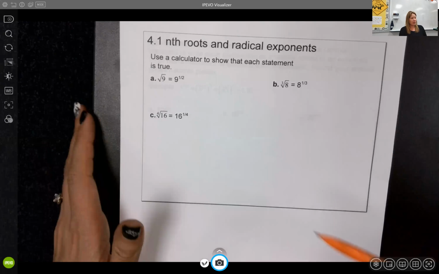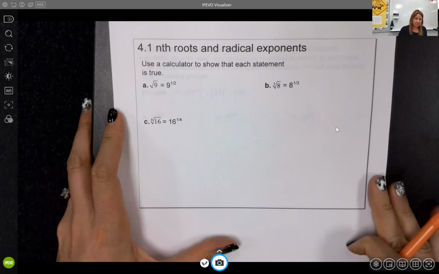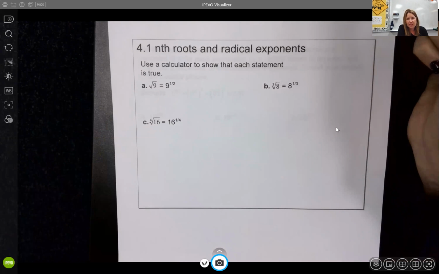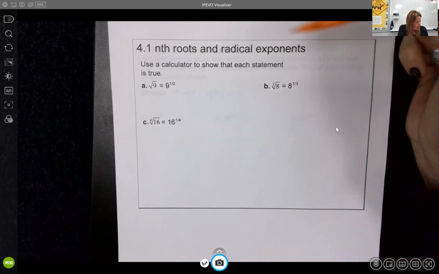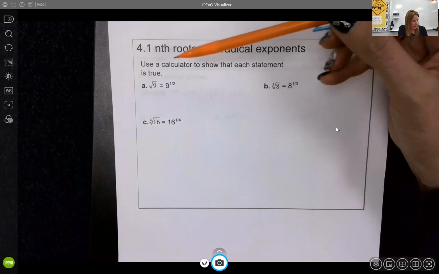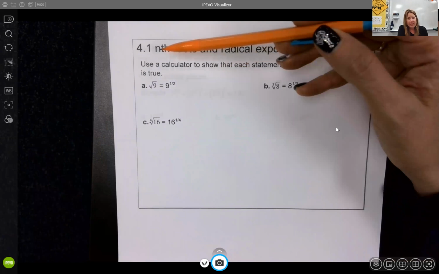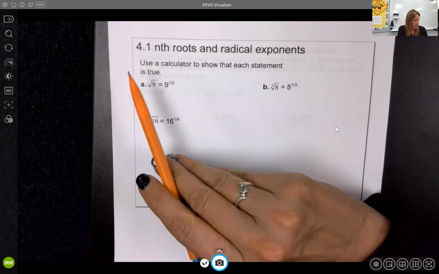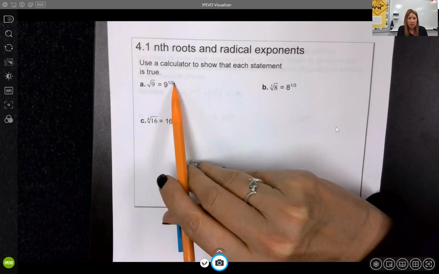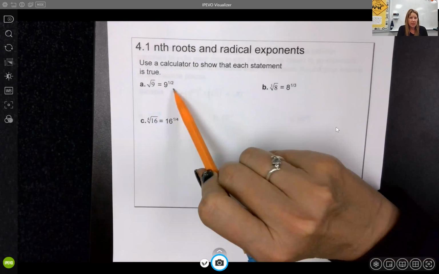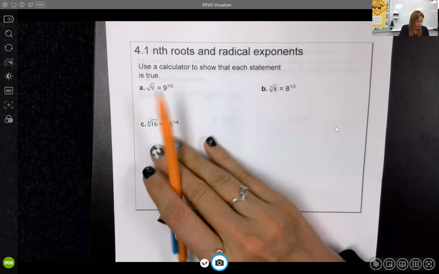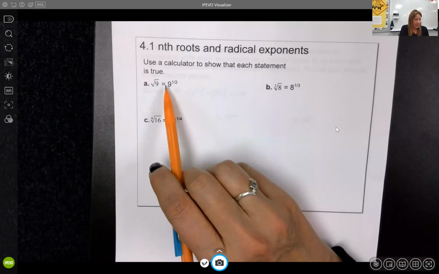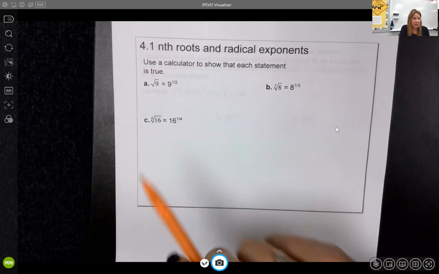Okay, so our next unit is on radicals and square roots and roots of different powers. We're going to start off by proving this in a calculator, because I'm going to show you how to transform a root into a power. We're going to prove that this is the same thing. So put this in your calculator: do the square root of 9 and figure out what that is, and then do 9 to the 1/2 and figure out what that is, and you're going to show that it equals the same thing.